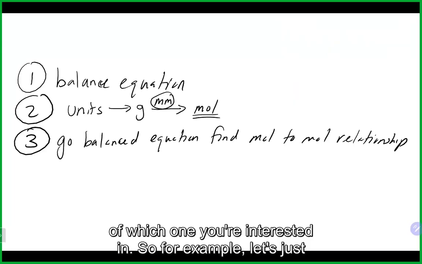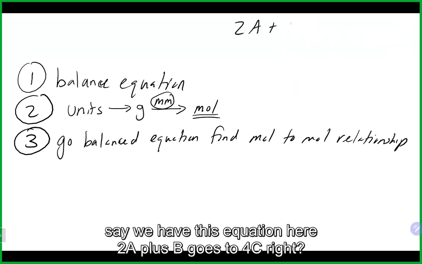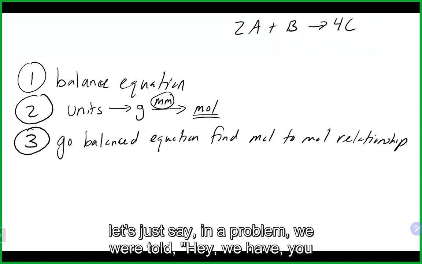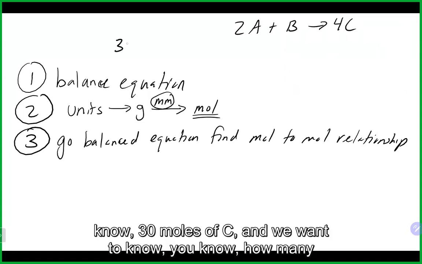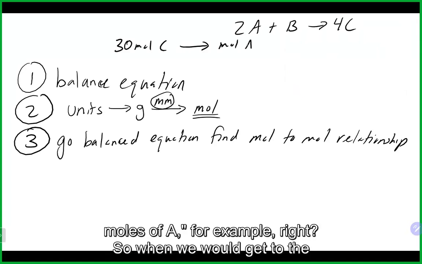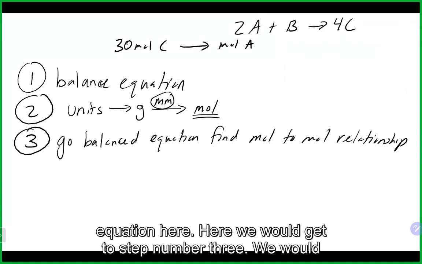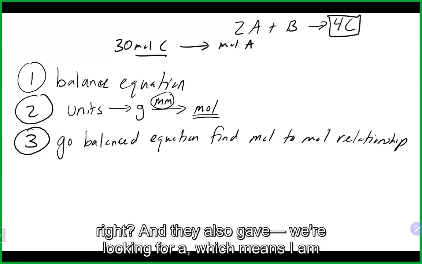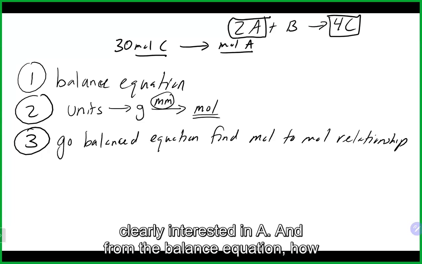So for example, let's just say we have this equation here, 2A plus B goes to 4C, right? And this is a balanced equation. We'll go with it. Now, let's just say in a problem we were told, hey, we have 30 moles of C, and we want to know how many moles of A, for example. So when we get to step number 3, we would go, all right, they gave me C, so I'm clearly interested in C. And they're also looking for A, which means I am clearly interested in A.